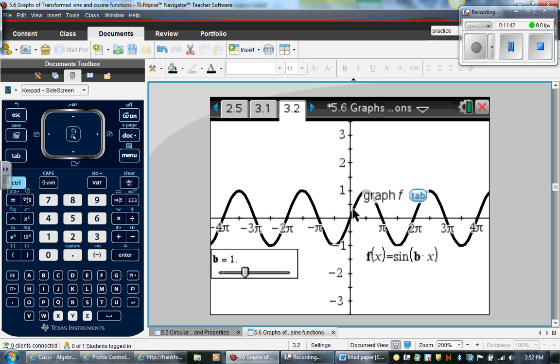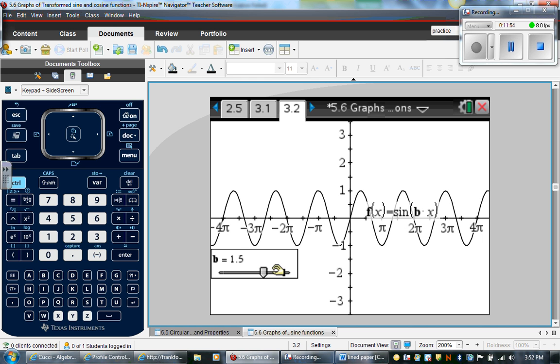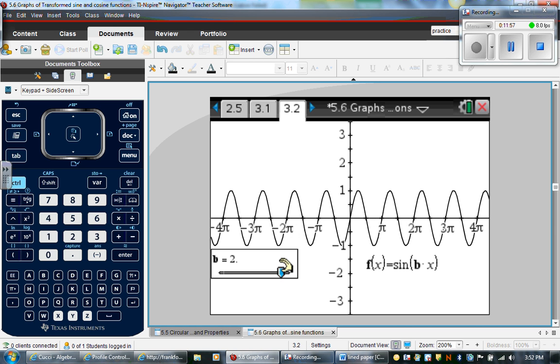I want you to notice that we have one full curve between 0 and 2 pi. I want you to keep that in mind here, okay? One full curve between 0 and 2 pi. I want you to watch the interval from 0 to 2 pi. I'm going to go ahead and move this. Now, look what's happened between 0 and 2 pi. I have 2 full curves between 0 and 2 pi. So what does that value of b do to my function? So I'm going to pause here. I want you guys to write down that conjecture.